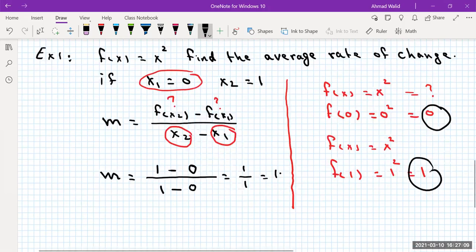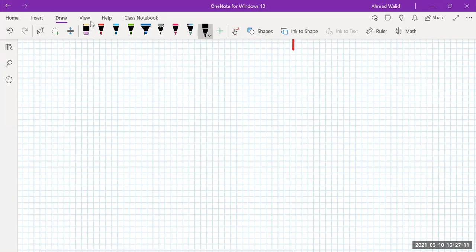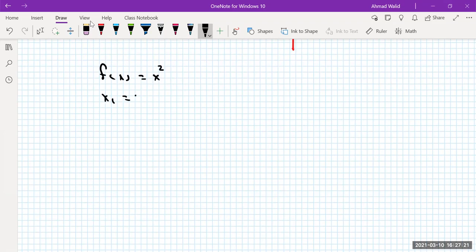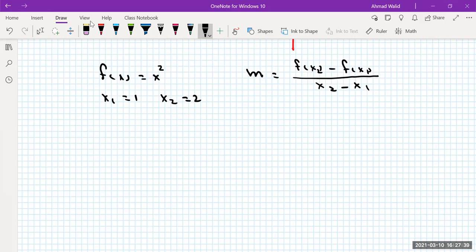One more. Same problem. f of x equals x squared. This time, x1 is 1, x2 is 2. Formula: m equals f of x2 minus f of x1 over x2 minus x1, correct? Now I have to find f of x2 and f of x1.